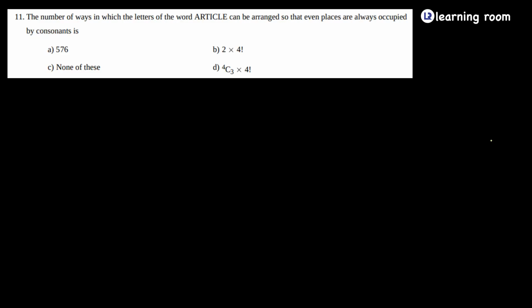Yes. Consonants. Let's see. 4 consonants and 3 places, but you have 3 vowels. So listen to this carefully. The question says, the number of ways in which the letters of the word article can be arranged so that the even places are always occupied by consonants.